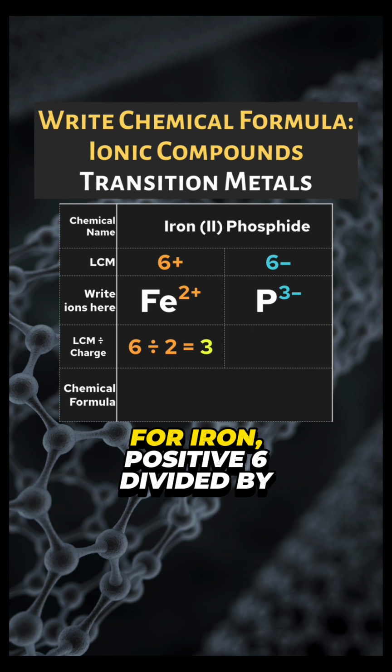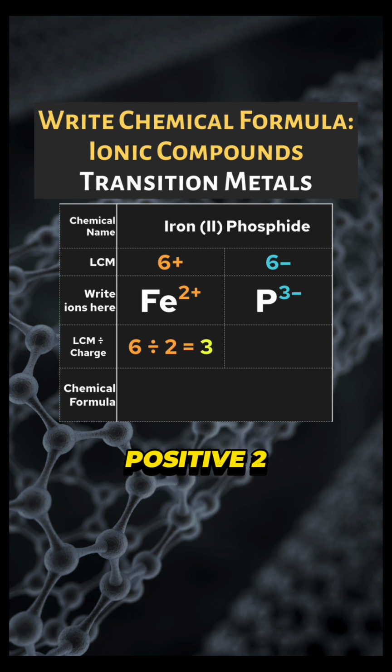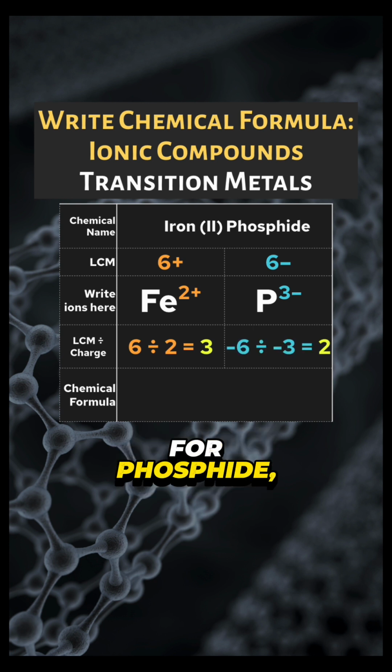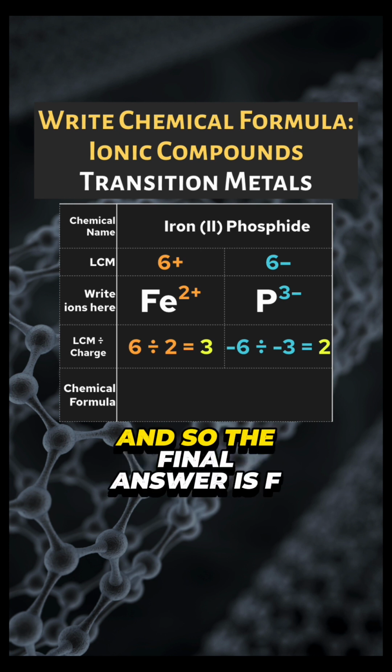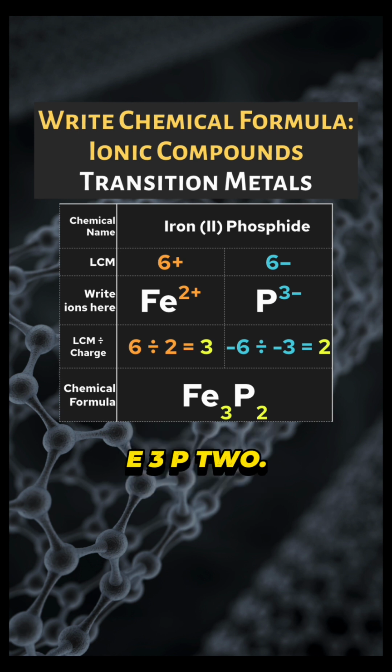The next step is to take the lowest common multiple and divide it by the charge of that ion. For iron, positive 6 divided by positive 2 is equal to a positive 3. For phosphide, a negative 6 divided by a negative 3 is equal to a positive 2. And so the final answer is Fe3P2.